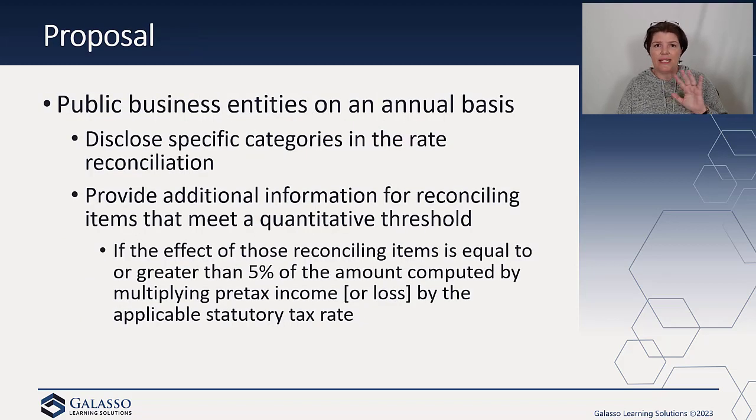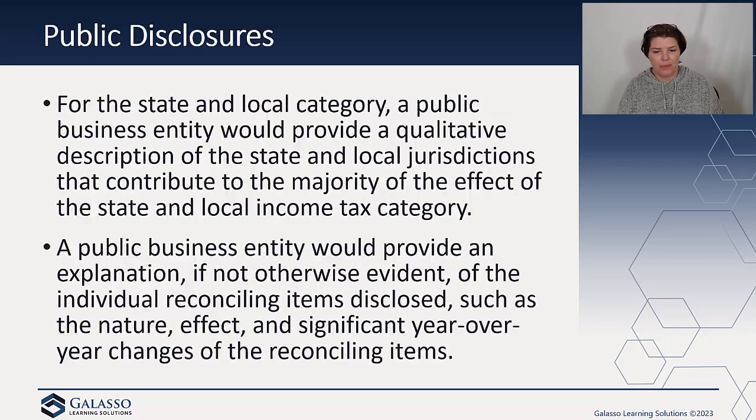Now, thankfully, some of this proposal is only for public companies. So public companies would have to, on an annual basis, disclose the specific categories in the rate reconciliation. So again, they would be providing a breakdown of federal versus state versus foreign, and then they would provide additional information for reconciling items that meet a quantitative threshold. So if those items are equal to or greater than 5% of the amount computed, then they would have to provide some additional explanation. In addition, for the state and local category, they would provide a qualitative description of the state and local jurisdictions that contribute to the majority of the effect of state and local taxes, right?